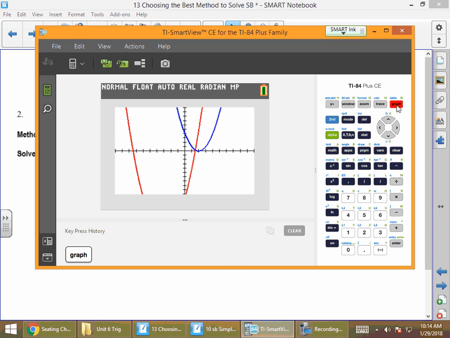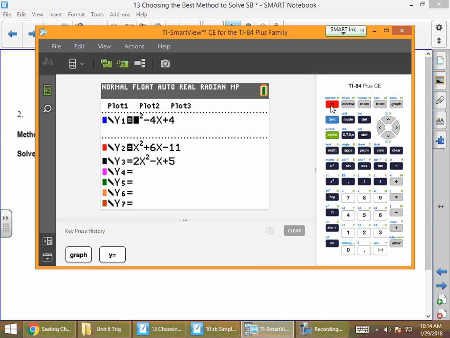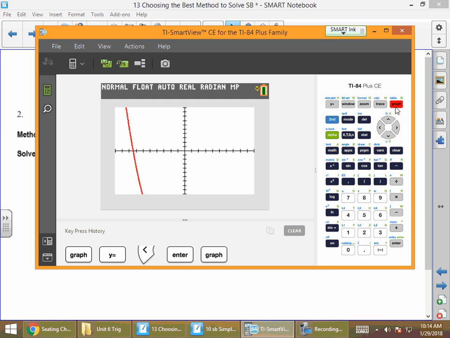Oops, must not have gotten that first one turned off. Try that again. So here's our red graph. And at a glance, when we look at this, what I see is that I have no idea where the graph crosses the x-axis.